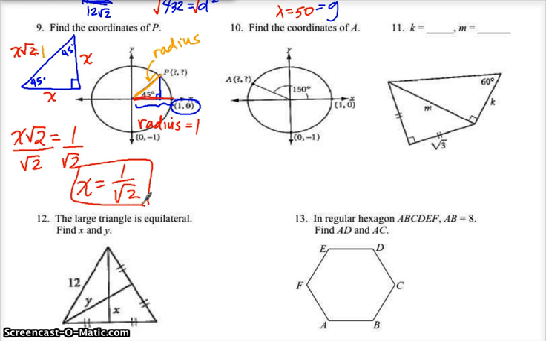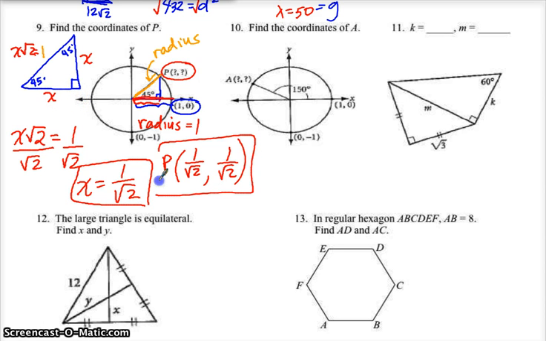Okay, but that's not the answer. Sorry, they want the coordinates of point P. So if I went to the right, that's this direction, 1 divided by root 2. Then I'm going to go up the same distance because it is indeed an isosceles right triangle. So my point for number 9 is 1 over root 2, comma 1 over root 2.